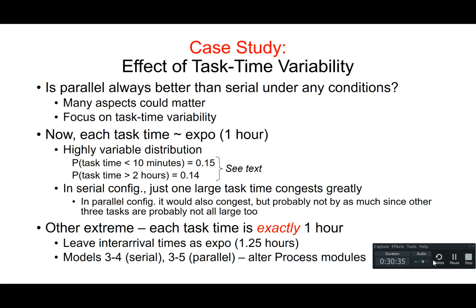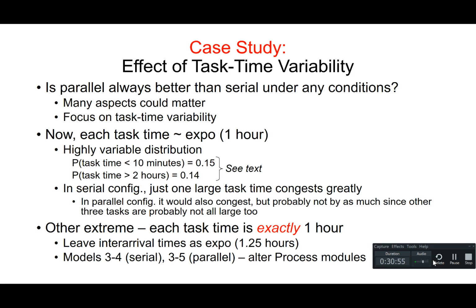So now let's look at the task time, or the expo, which is approximately an hour. Let's consider the distribution and make it a little bit more variable. In this case here, let's say that there's a 0.15 or 15% probability that the task time could be less than 10 minutes, but a 0.14 or 14% probability that the task time is greater than 2 hours.